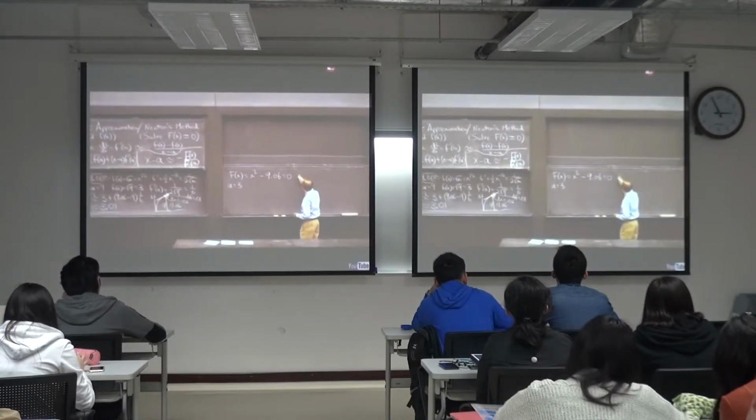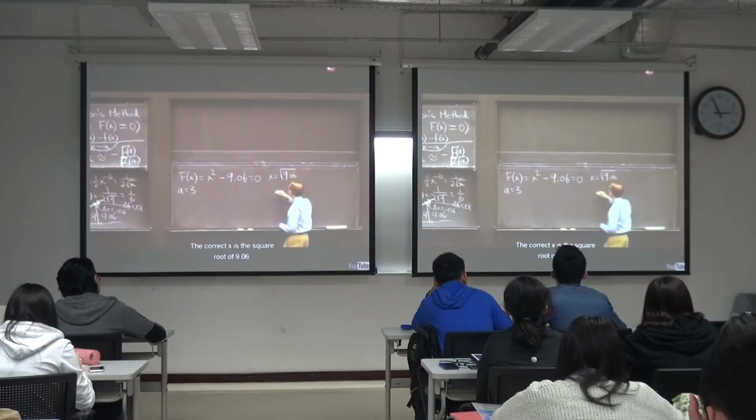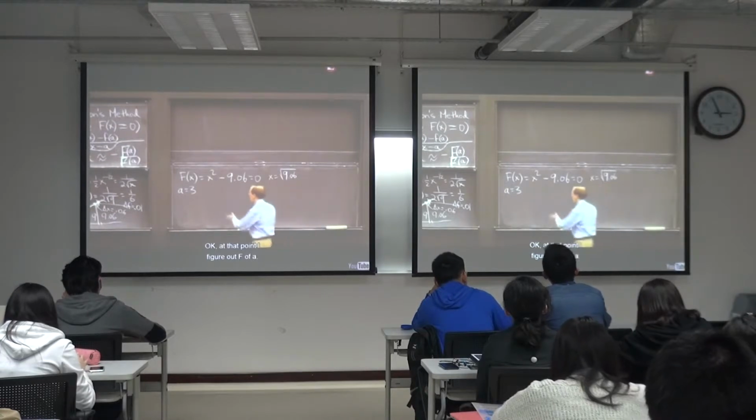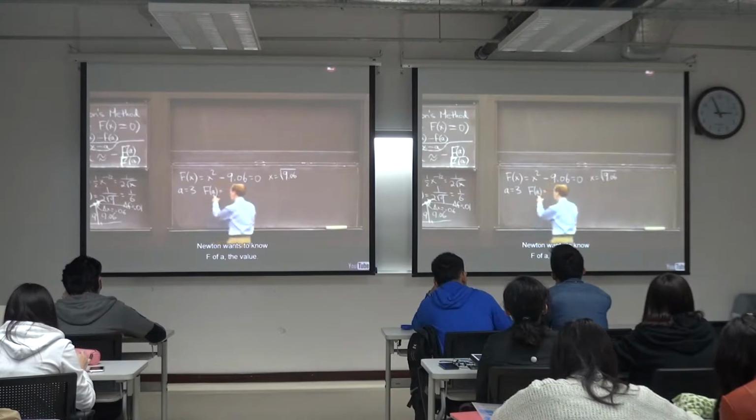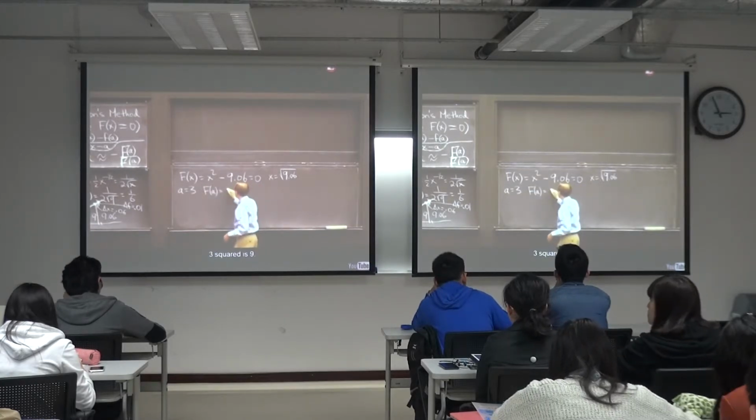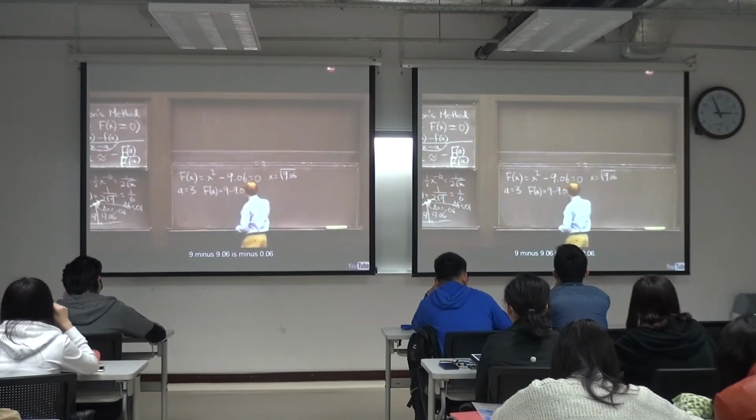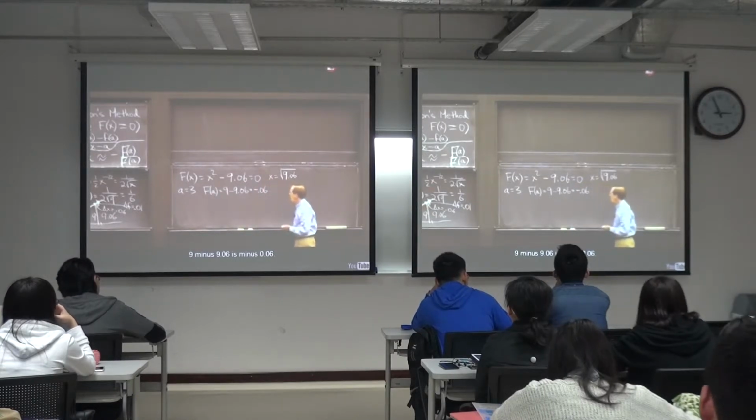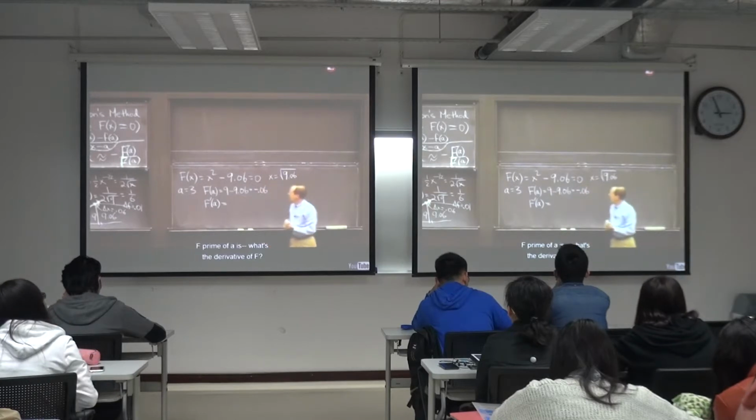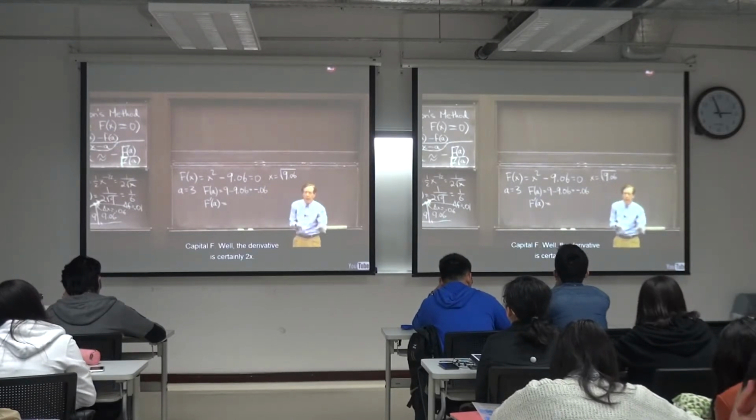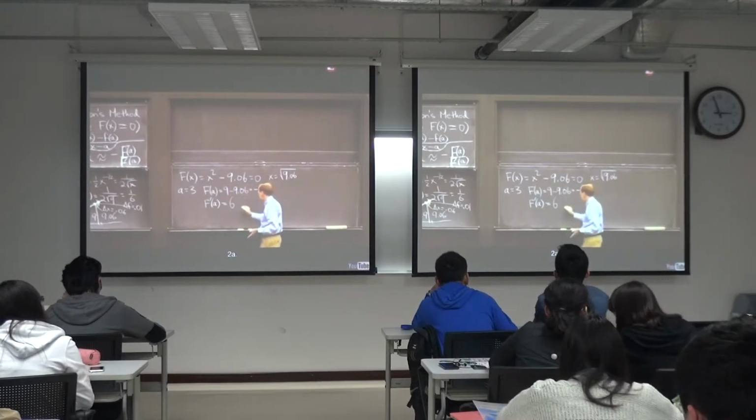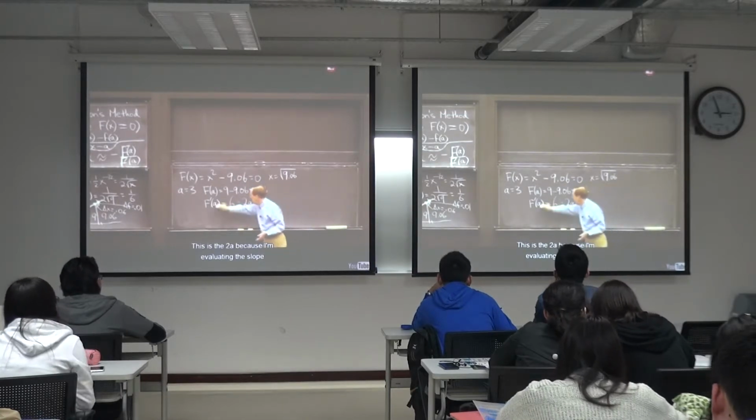So 3 is close to the correct solution. The correct x is the square root of 9.06, but I'm starting close to it. At that point, I figure out f of a. Newton wants to know f of a, the value, and Newton also wants to know the slope. So the value at a is 3 squared, which is 9, and 9 minus 9.06 is minus 0.06. F prime of a: what's the derivative of f? Well, the derivative is certainly 2x, and at the point A, it's 2a, which is 6, because I'm evaluating the slope at the point A.